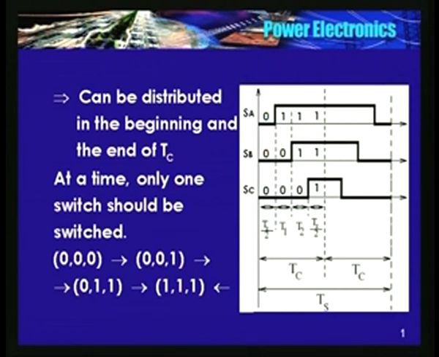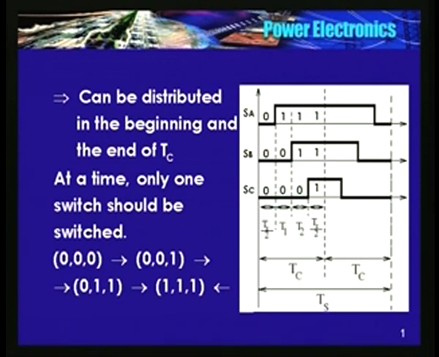Okay. So, see the sequence 000 to 001, and from there 011 and again 111. Now, this is Tc period, and the relationship between the sampling time Ts and Tc is twice Tc is Ts. Okay. Now, again at any given time only one switch should be turned on or off.